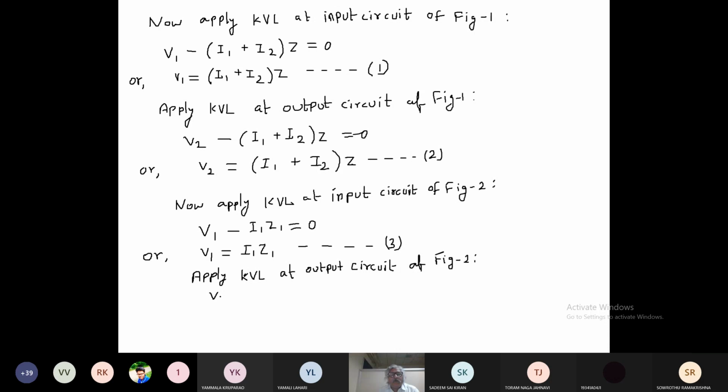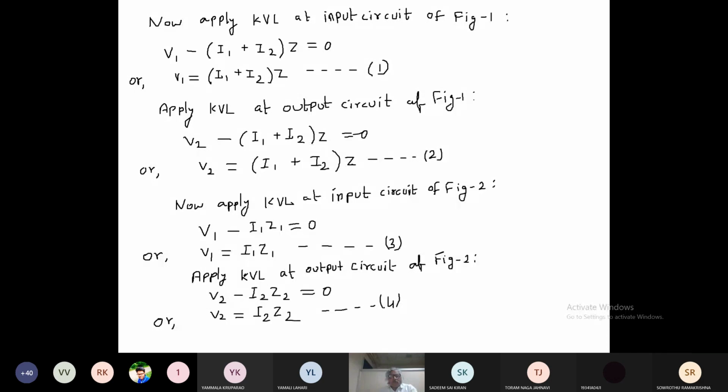So it will be V2 minus I2 Z2 is equal to 0, or we shift the second term toward the right side. So we will get V2 is equal to I2 Z2, right? And this will be my equation number 4.